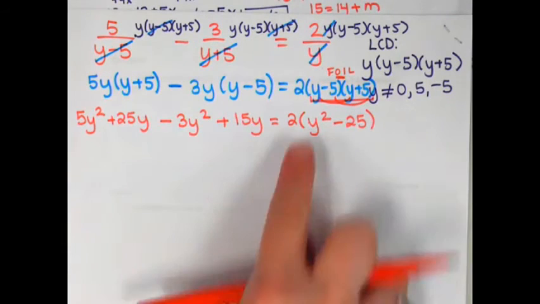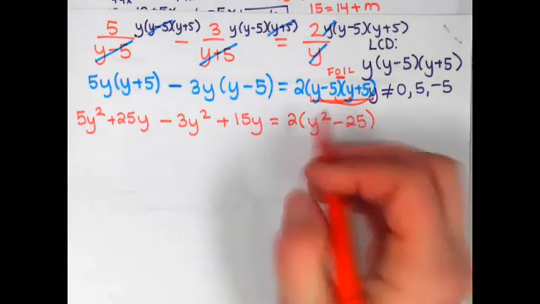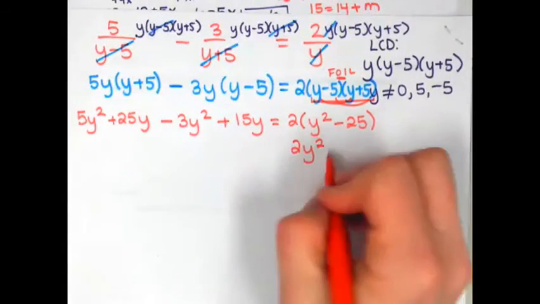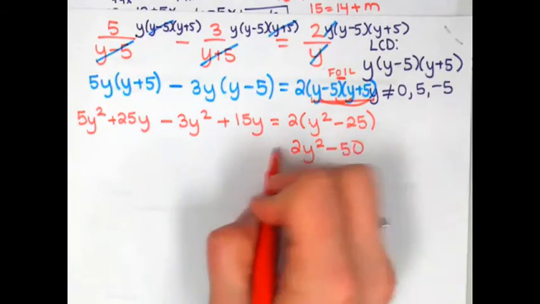Now, can I go ahead and distribute the 2? So 2 times y squared is 2y squared, and 2 times negative 25. 50.